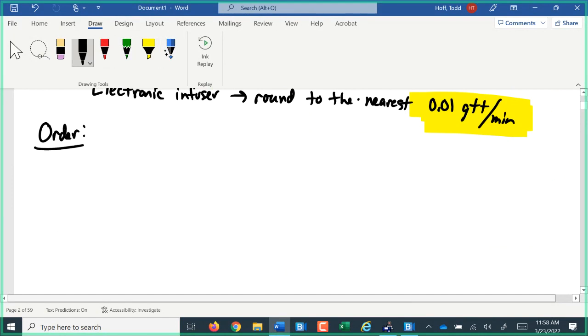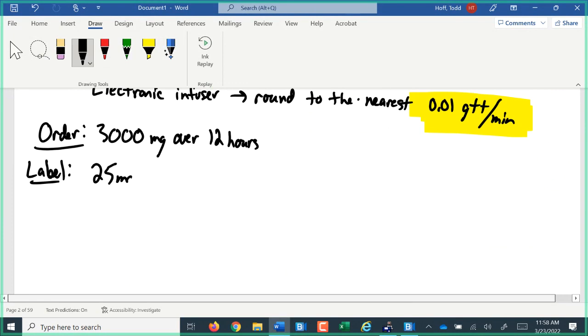So let's do this all in one process now. If we have an order for 3,000 grams, administered over 12 hours. Our supply has a label of 25 milligrams powder, or 12 milliliters.